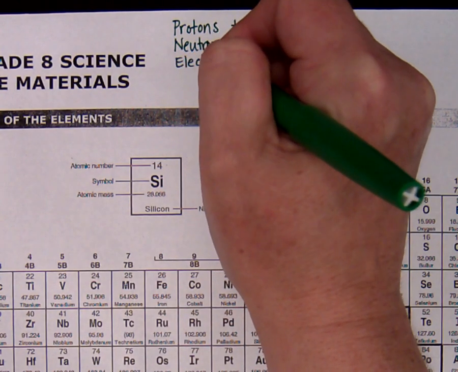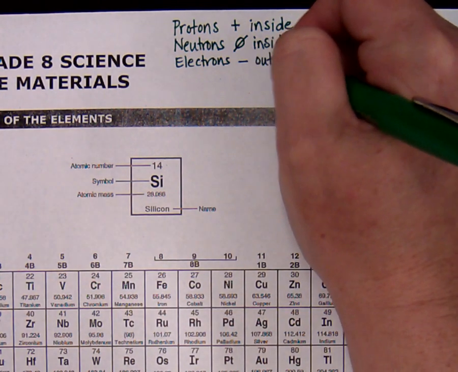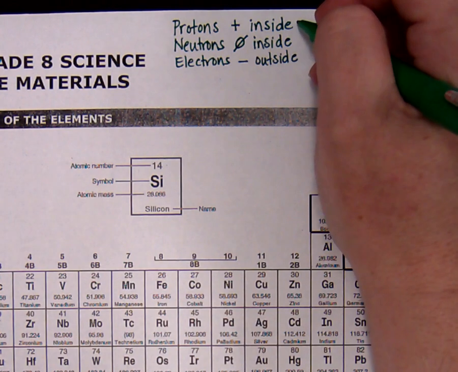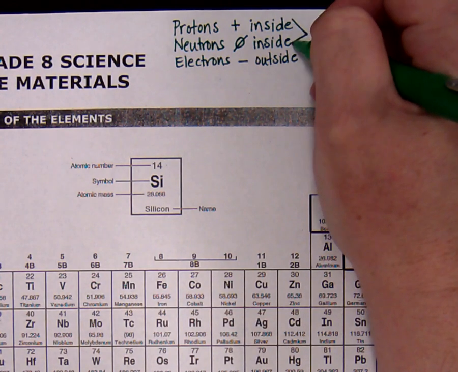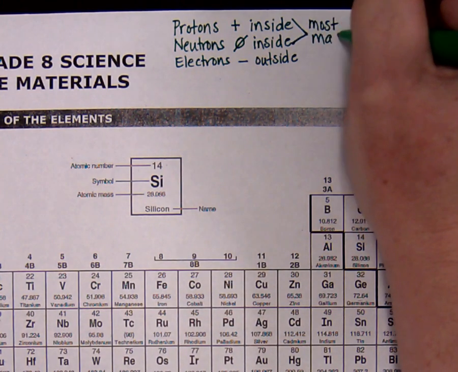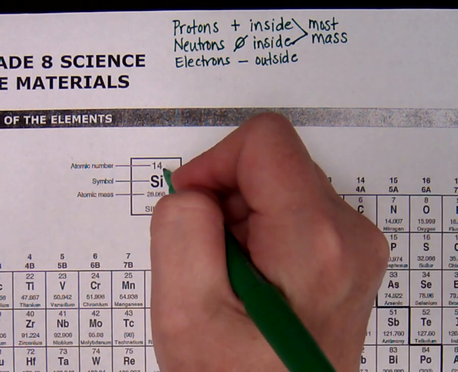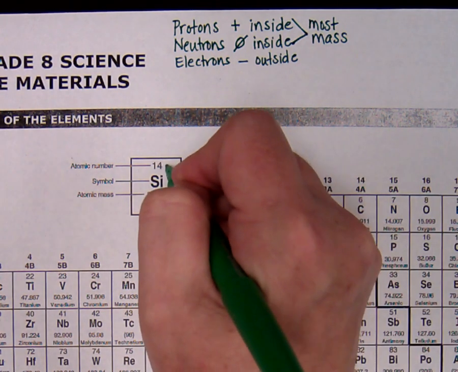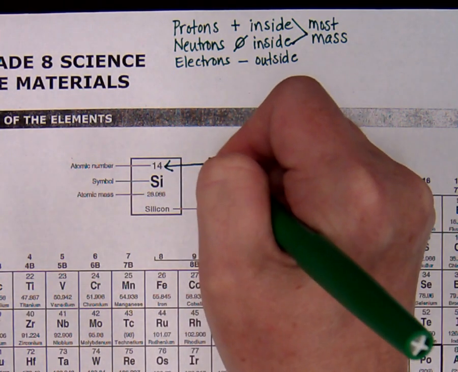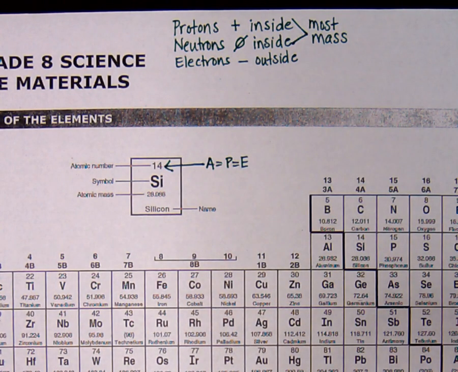Electrons are negative, and they are located outside the nucleus. In the nucleus, where the protons and neutrons are, this is where most of the mass is. Now, we're going to look at the atomic number. Remember, our atomic number equals the protons, which equals the electrons, 8.